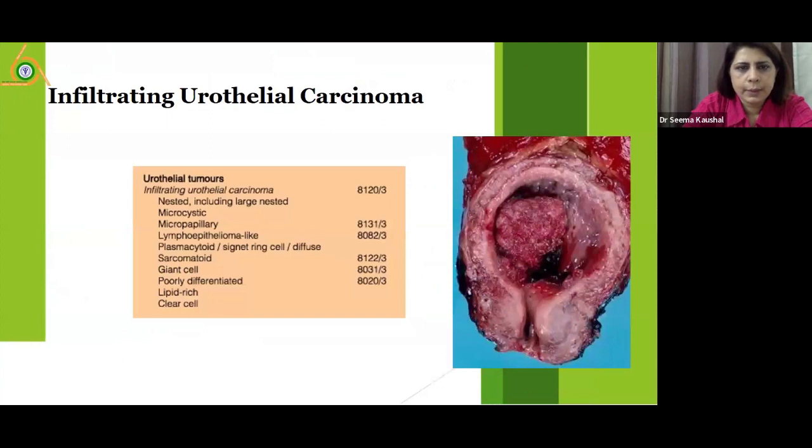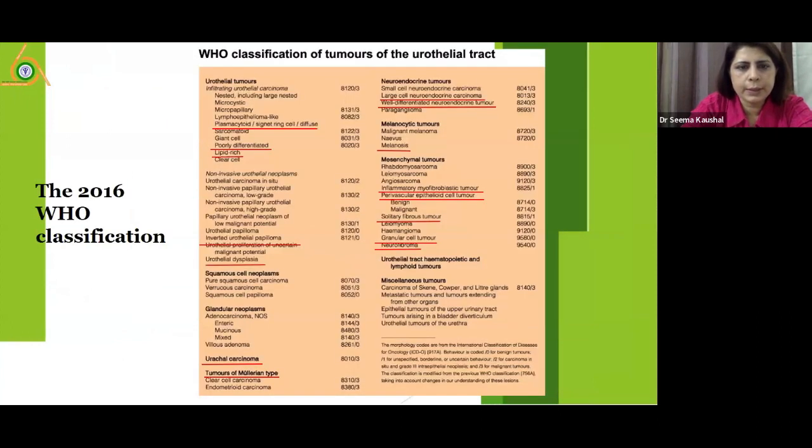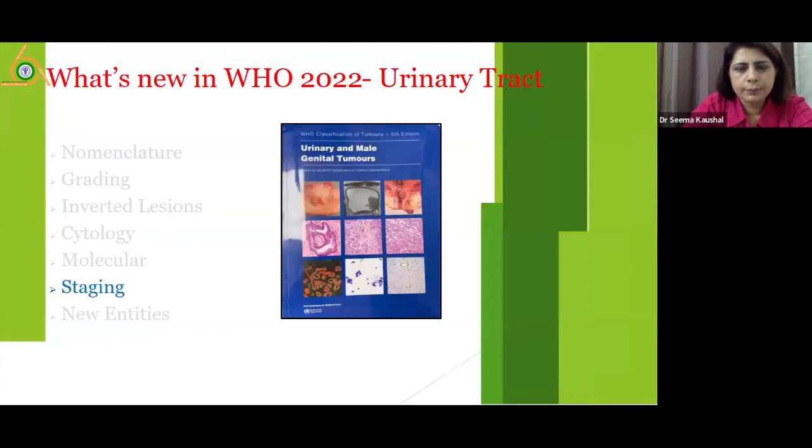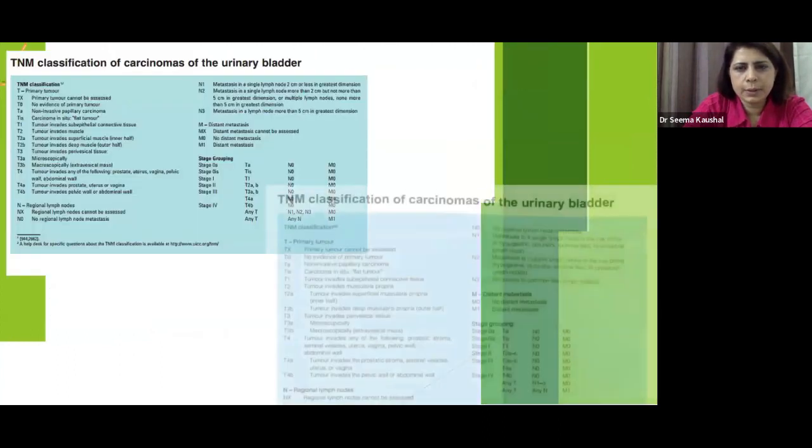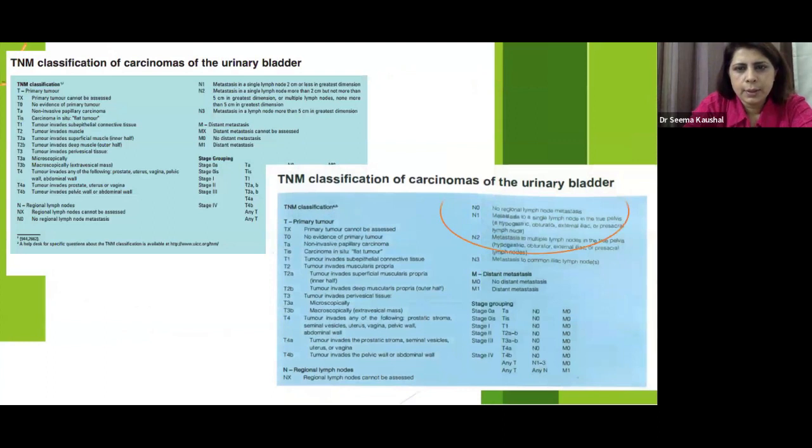So we'll skip that. For infiltrating, essentially the same subtypes are there as they were in the previous WHO. Staging is pretty much similar, nothing much has changed in bladder.